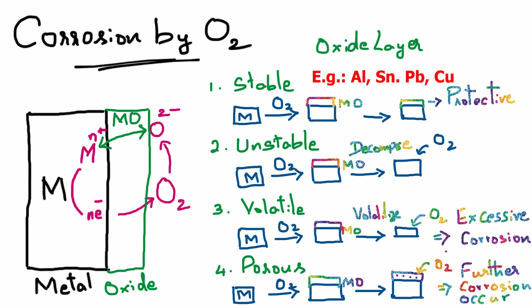Examples for stable oxide layer include aluminium, tin, lead, copper. Examples for unstable include silver, gold. An example for volatile is molybdenum. An example for porous is iron exposed to a hydrogen sulfide environment.